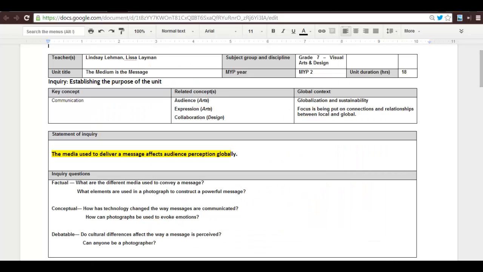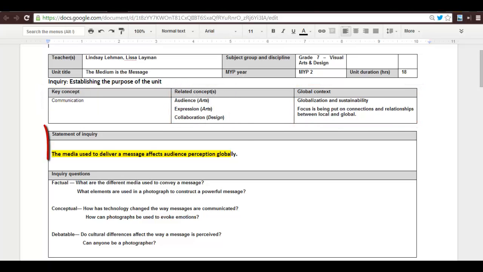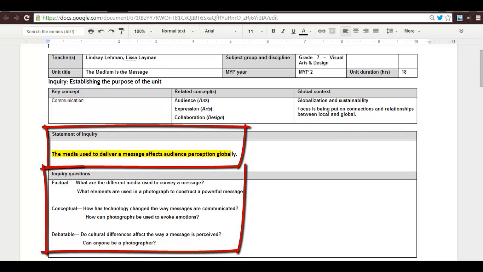Since our school will be implementing the MYP next chapter in August, the middle school art teacher, Lindsay Lehman, and I decided to create our unit using the next chapter unit planner, but assess the students using the current criteria. We started with the medium is the message and dove in from there. We chose 1 key concept, 3 related concepts, and the global context. We then developed the statement of inquiry and the factual, conceptual, and debatable questions.